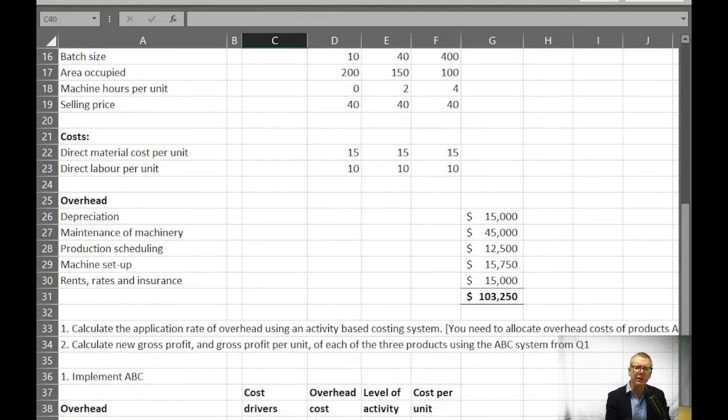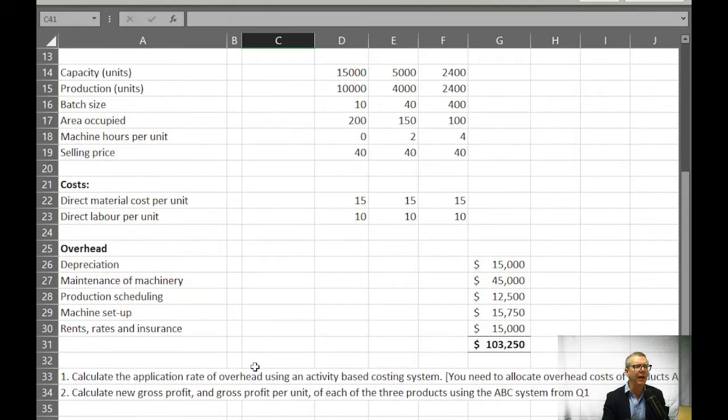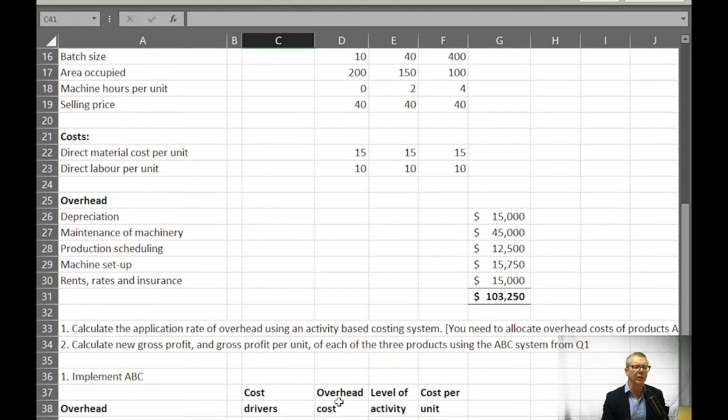If I then think about maintenance and machinery, a similar logic's going to apply. The maintenance of machinery should be allocated to the various products that we've got on the basis of how much machine time they use. So machine hours, again, is probably going to be the appropriate cost driver. If I'm thinking about production scheduling, here I'm going to be thinking about, I've told the number of units and I'm also told the batch size. So in terms of thinking about what's going to cause my scheduling costs, it's probably going to be the number of batches that's likely to be important. So that's going to be a combination of the number of units and the batch size per units.